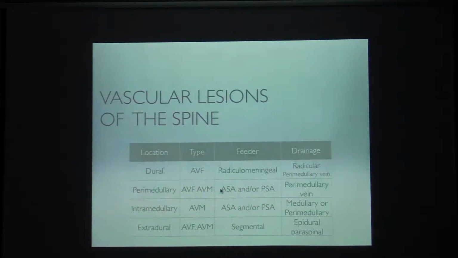So that was spinal AVM. Now we will go to the dural malformation, which is some kind of arteriovenous fistula. It will be fed by the radiculomeningeal arteries, like in the brain.